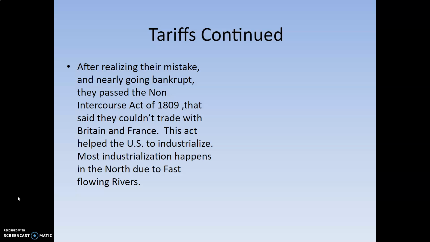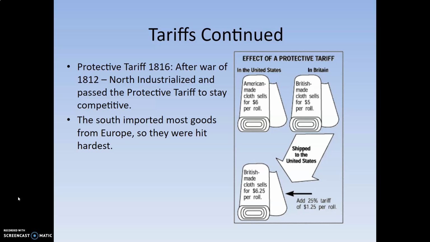So most of this happens in the North due to the fast flowing rivers. And as we know, the fast flowing rivers help power these machines that run all the factories. Tariffs continued. Coach, why the tariffs? Well, I'm going to explain here.